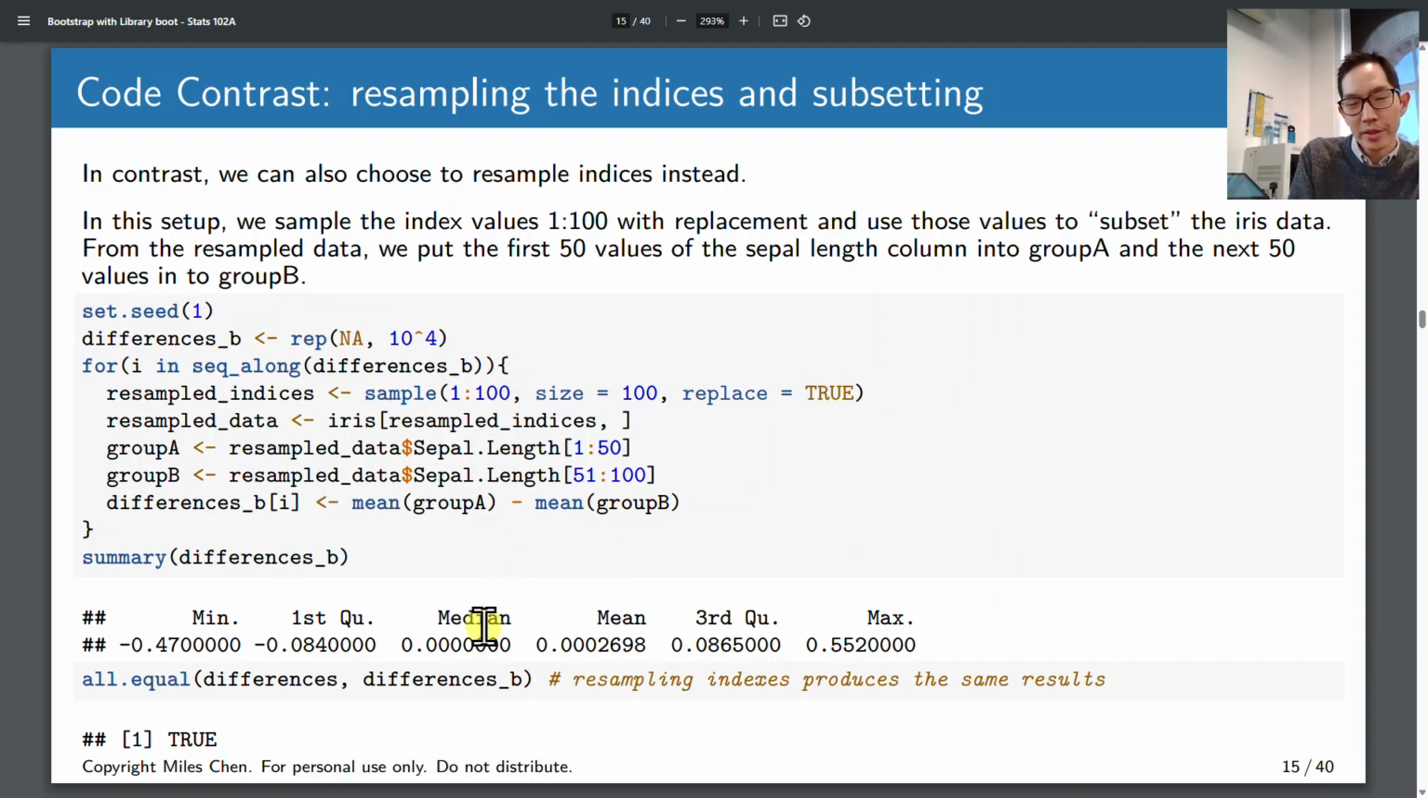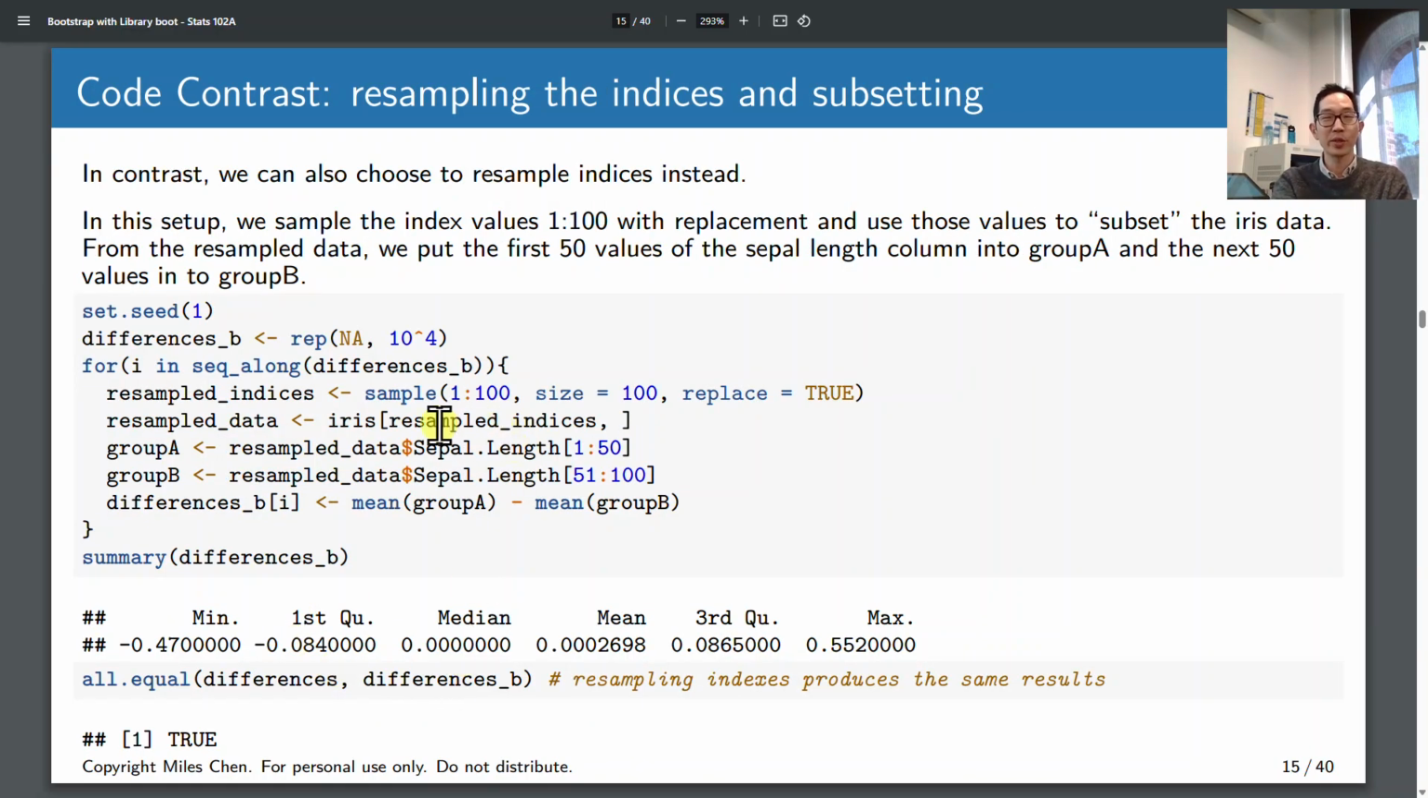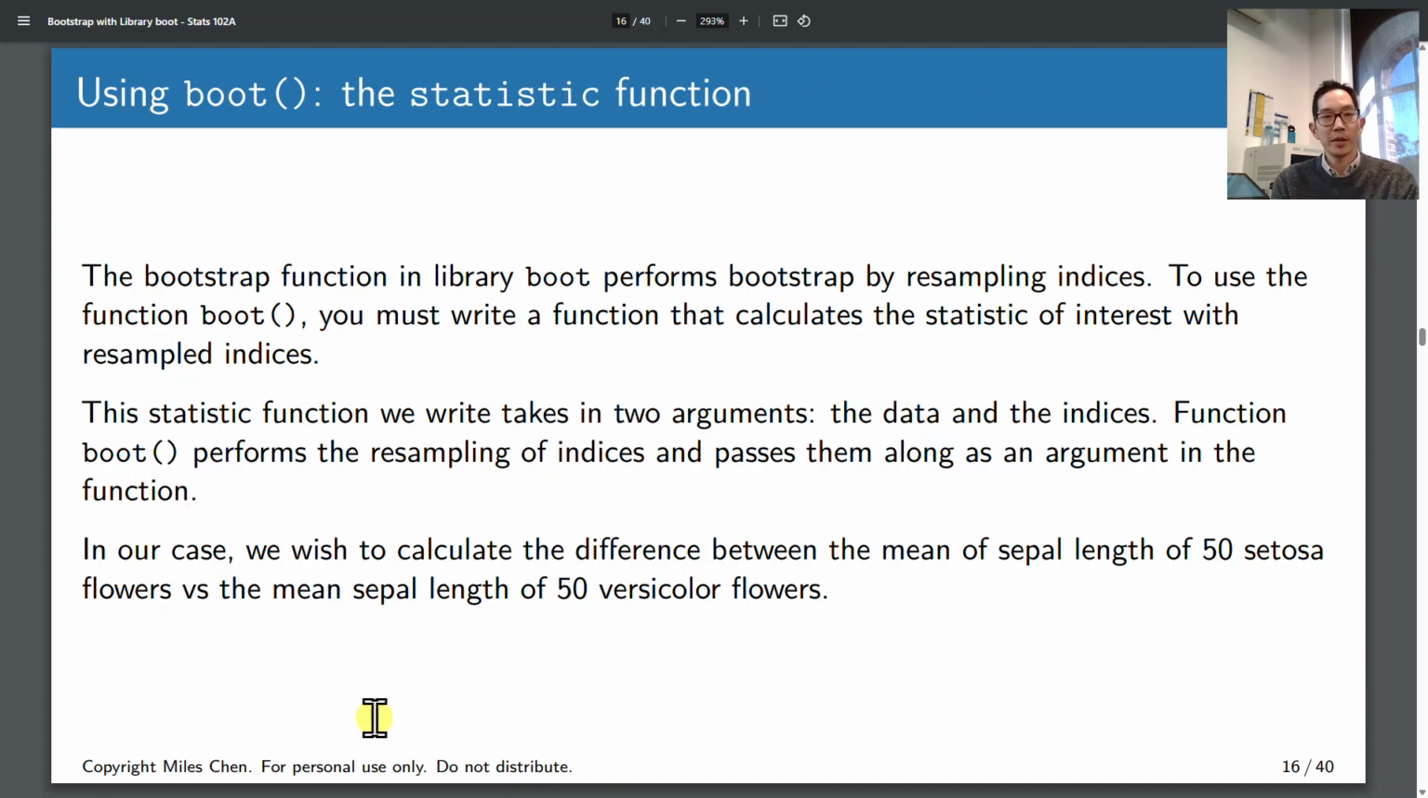And when I do that, I get the same outputs. My most negative difference was negative 0.47, my most positive difference was 0.552, and my mean difference is right around 0.00268. In fact, if I ask whether the differences I got when I resampled my values directly are the same as when I resampled the indices, I end up getting the exact same results. This is basically what boot, the function in the boot library, does: it resamples the indices.